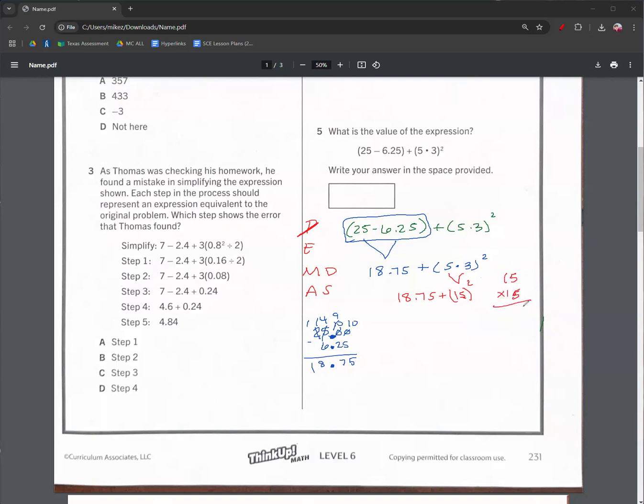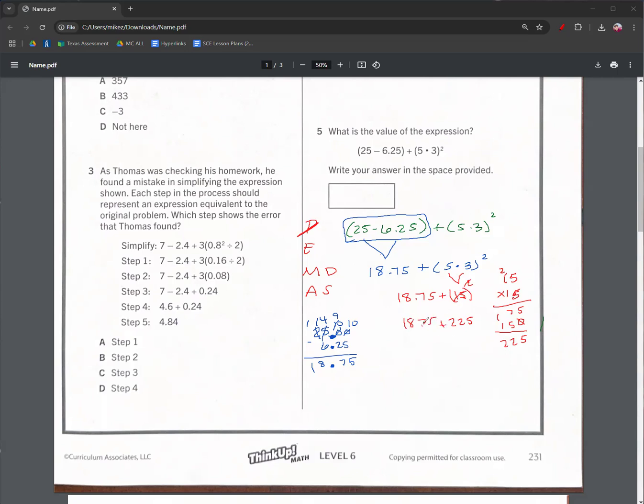Now 5 times 5 is 25. 5 times 1 is 5 plus 2 is 7. I'm starting on my second number, meaning I got to start one space over. So I put one placeholder. 1 times 5 is 5. 1 times 1 is 1. 5 plus 0 is 5. 7 plus 5 is 12. 1 plus 1 is 2. So this is 225. And that's for the exponent and the parentheses. So now everything else comes down, the plus sign and then the 18.75.